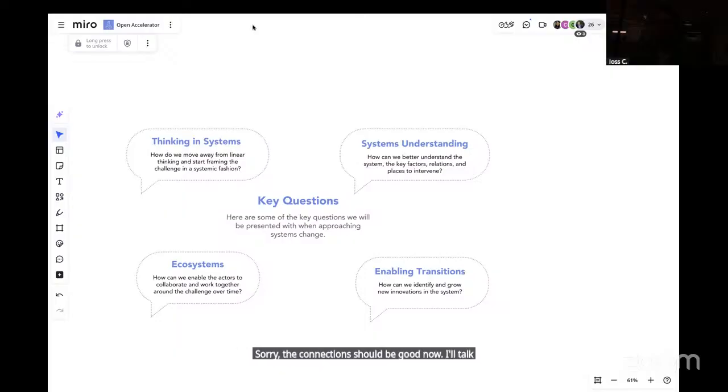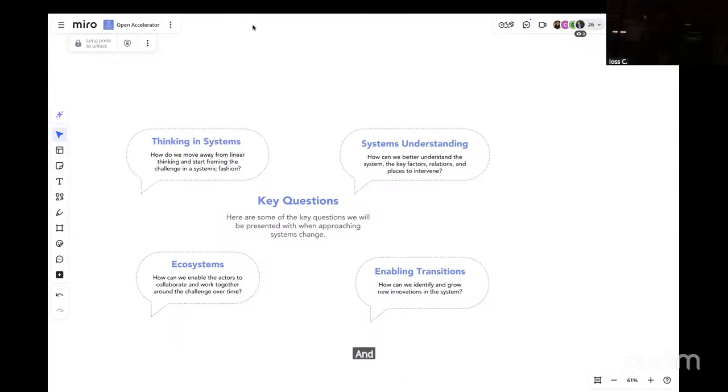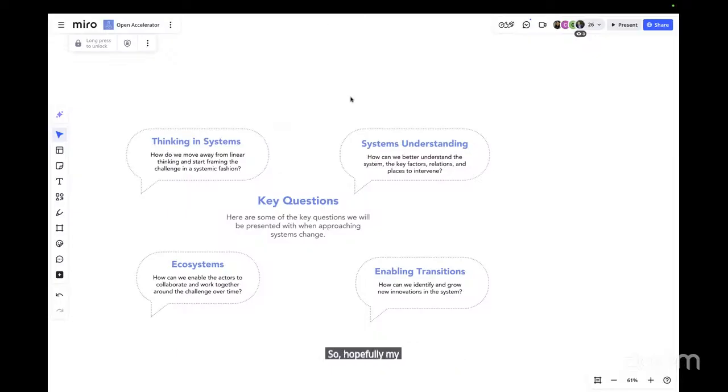Talking about, we need to understand systems analysis, and then moving into transition design.